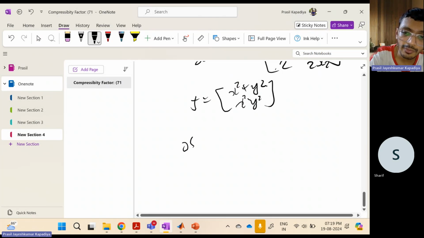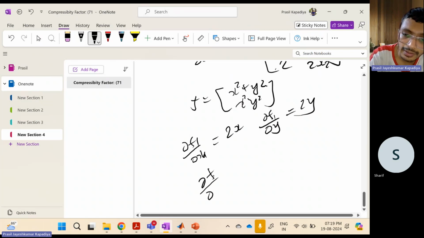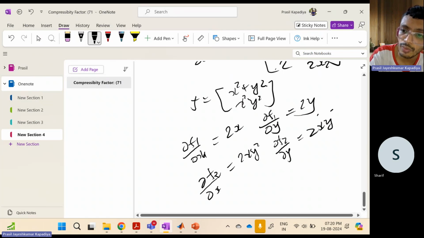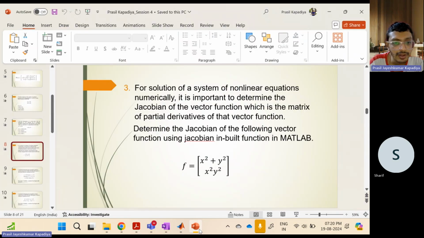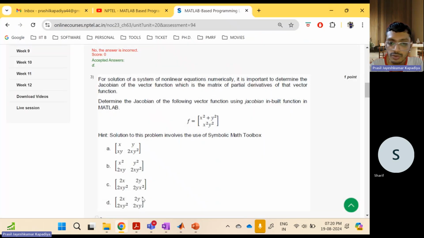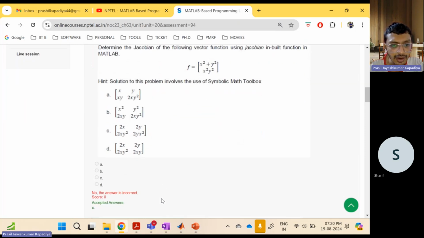So first del f1 by del x will be equal to 2x. Del f1 by del y will be equal to 2y. Then del f2 by del x is equal to 2x y square, and similarly del f2 by del y is equal to 2x square y. So this is what we should get as answer. Okay, options were here: 2x, 2y, 2x y square and 2y x square. We should correctly get answer C.